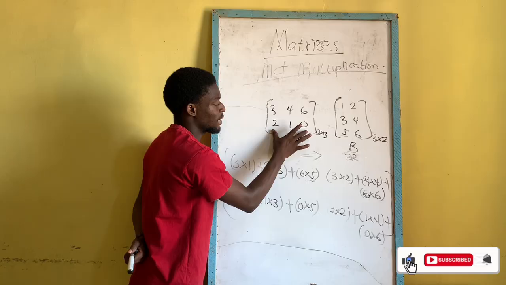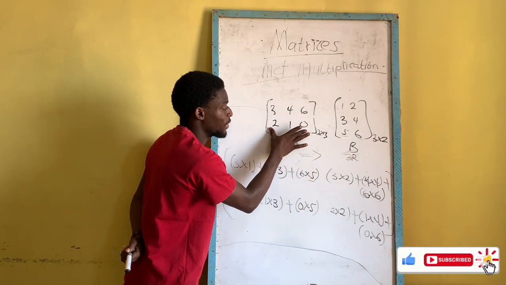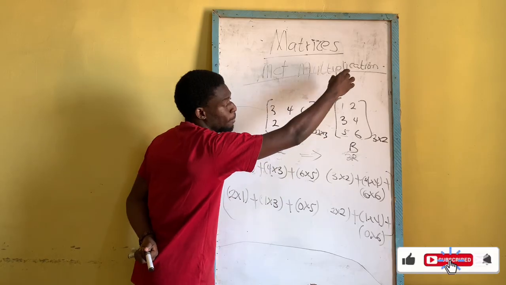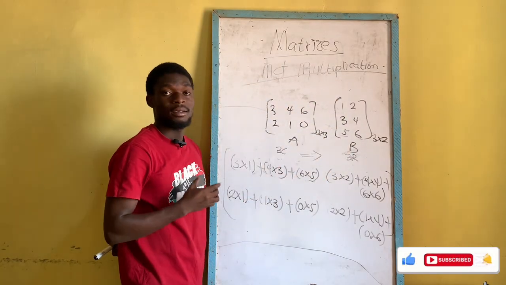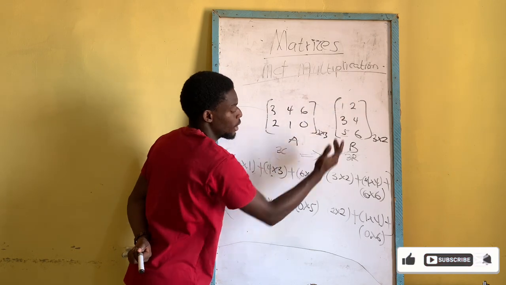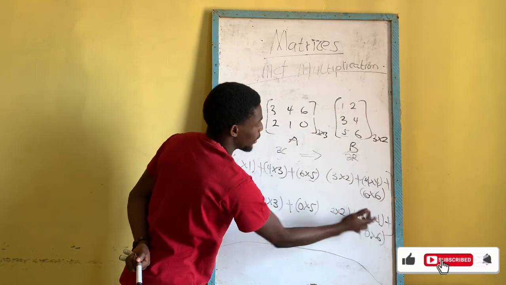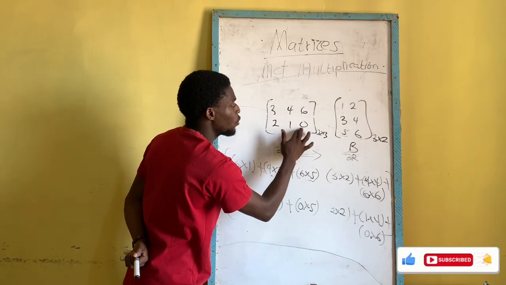So we are going to multiply the second element. That's the result of the second element. We have to multiply the second row of the first column by the second column of the second matrix. That's the matrix B. So we have 2 here. We have 1 multiplied by 4. We have it here. Then we have 0 multiplied by 6.